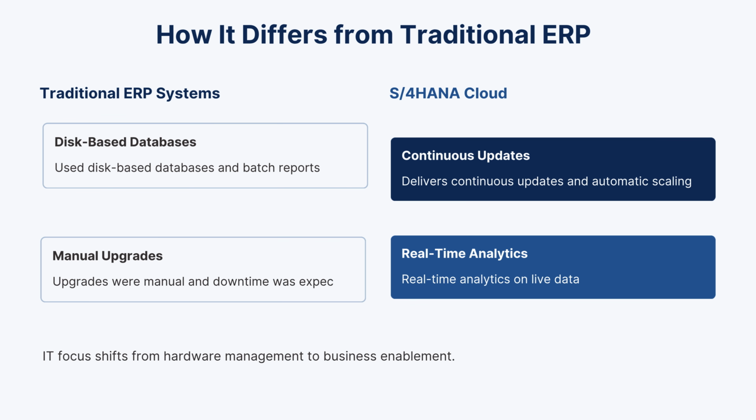How it differs from traditional ERP. Traditional ERP systems relied on disk-based databases and required batch reporting overnight. Upgrades were manual and downtime was expected. In contrast, S/4HANA Cloud delivers continuous innovation, real-time processing, and automated scaling. Your IT team no longer worries about servers. It focuses on enabling business outcomes.